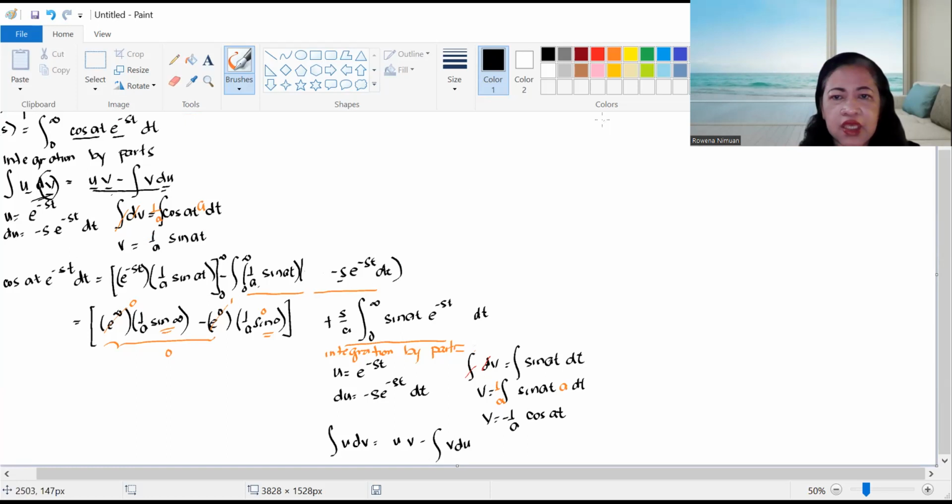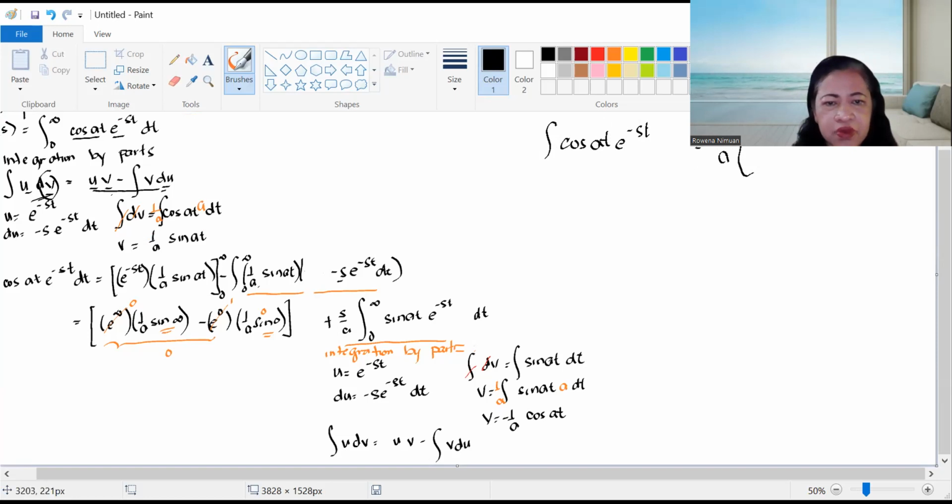Okay, so taking now the integral of cosine of at times e to the negative st. What remains from my equation now is s over a, then I have the u, which is e to the negative st, and the b, which is negative 1 over a cosine of at, minus the integral of b, negative 1 over a cosine of at, du.